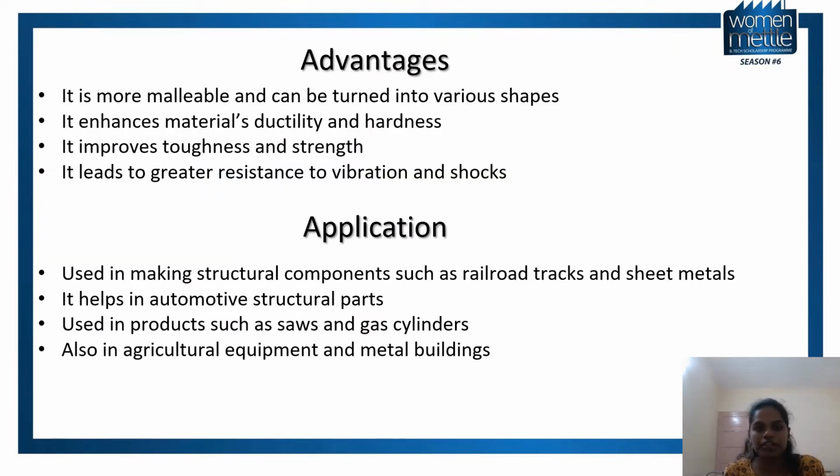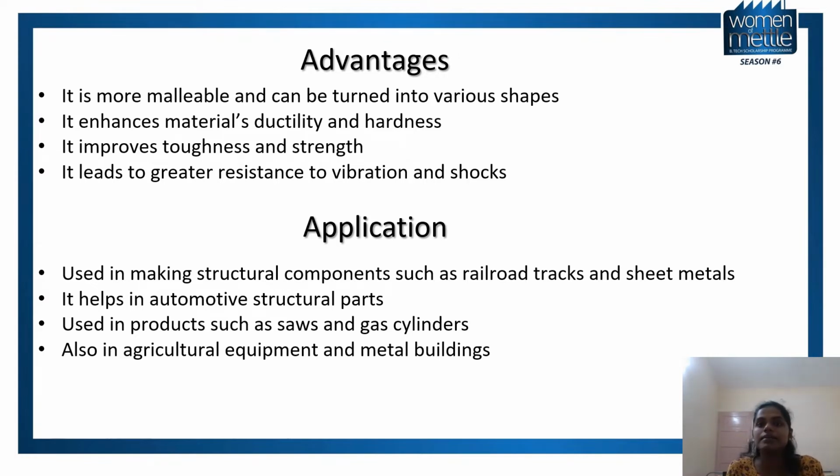Advantages of hot rolling include that the steel material at that time is malleable and can be turned into various shapes. It enhances the material's ductility and hardness, and also leads to improvement of the toughness and strength of the material. It has a greater resistance to vibrations and shocks.